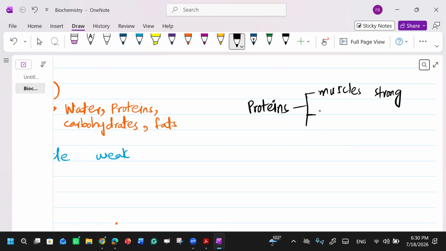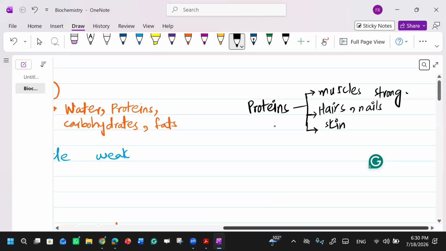They are present in our hair, they are present in our nails, and they are also present in our skin. In our skin there are proteins. So if I remove all the proteins from your body, what will happen? Your muscles will be weak, and there will be hair fall.